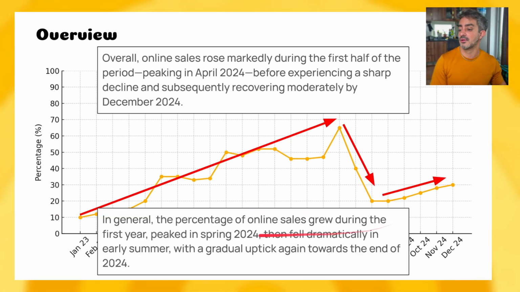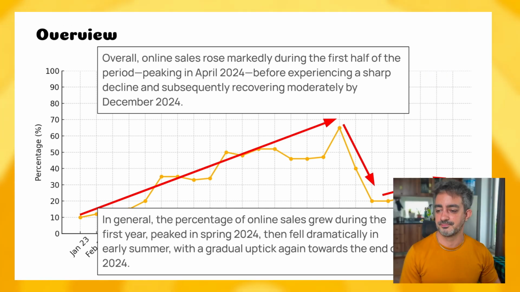Another example could be in general. Instead of saying overall, which everyone uses, you could say in general, the percentage of online sales grew during the first year, okay? Then peaked in the spring of 2024, then fell dramatically in early summer, with a gradual uptick again towards the end of 2024. That sounds like an excellent overview. It's pointing out the main features, which is really the most important part of the overview, is that you're focusing on the main features, not the details.